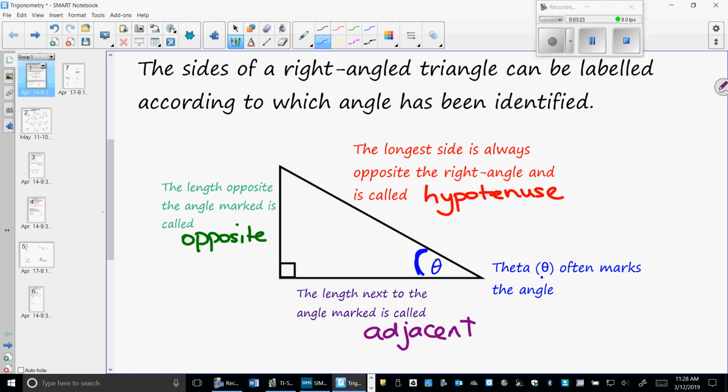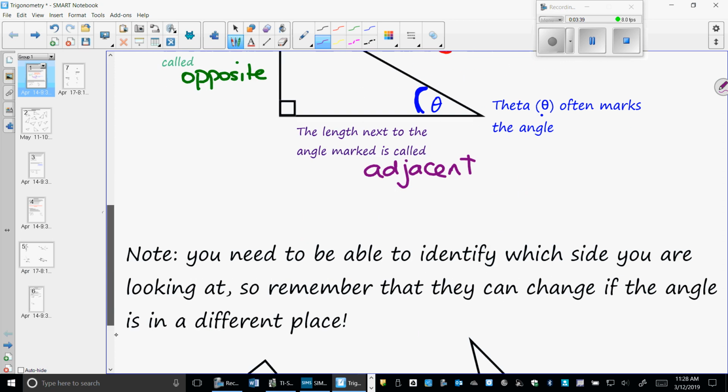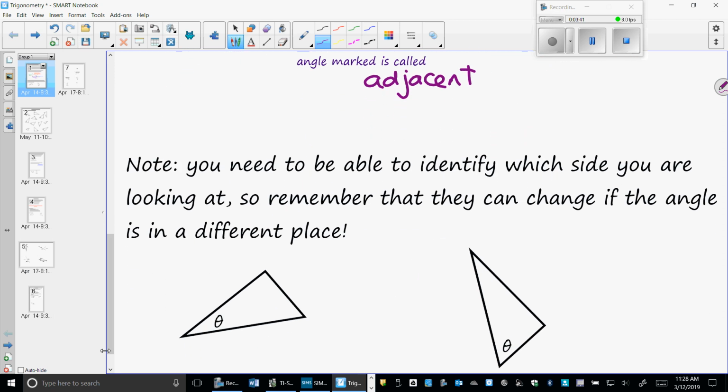So when we're labelling our lengths, they can only have one label, either the hypotenuse, or the opposite, or the adjacent. Okay. Now, obviously, when we start labelling stuff, we never normally write hypotenuse, opposite, adjacent. We just normally use H, O, and A. Now, you need to be able to identify which side we're looking at. So you need to appreciate that depending on how the diagram is drawn and which angle has been marked, you have to have the skill in labelling the lengths accordingly.